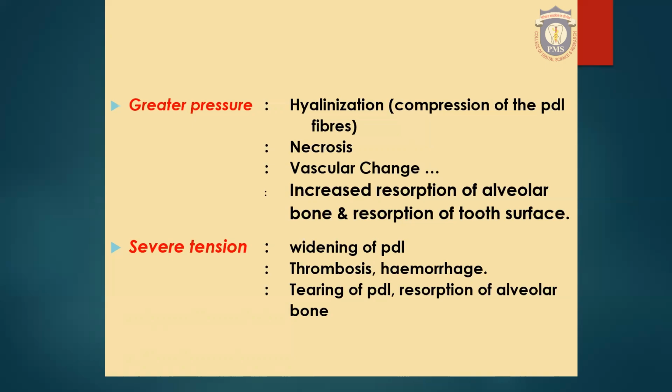And if there is severe tension, what changes can be seen on areas of tension? There will be widening of the periodontal ligament, thrombosis, hemorrhage, tearing of the periodontal ligament, and instead of bone formation, there will be resorption of the alveolar bone. So this is what is happening in stage 1. These are the tissue responses in stage 1 or injury stage.